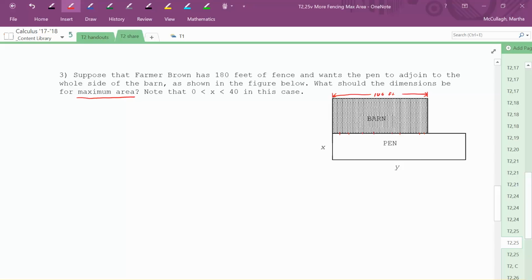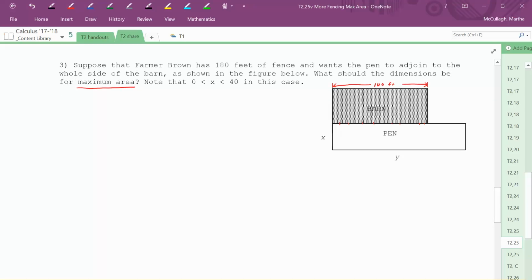So if Farmer Brown wants to make this pen, we know that this side, if it's a rectangle, is also going to be x. This small piece, though, right here, is going to be the entire y minus this 100 from the barn. So the entire length y minus the 100 that we don't have to put fence on because the barn is making that side of the enclosure.